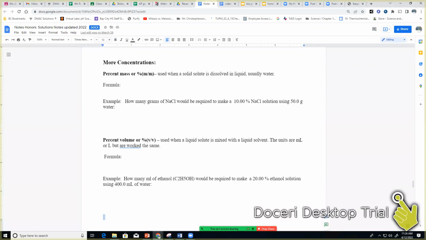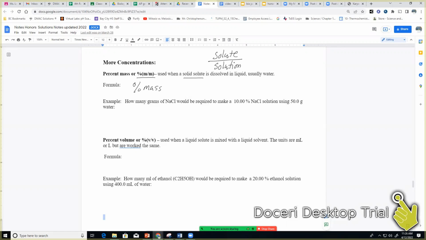All right, so we're going to look at percent mass or percent volume today. Anytime you're looking at percent, it's always part of a whole. So on both of these, we're looking at what part of the solute, that's our part, makes up the whole solution. So solute is our part, and our whole is the whole solution. So the first one, it is percent by mass. So that's when you have a solid solute dissolved in a liquid, which is usually water.